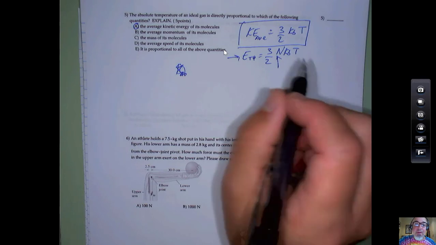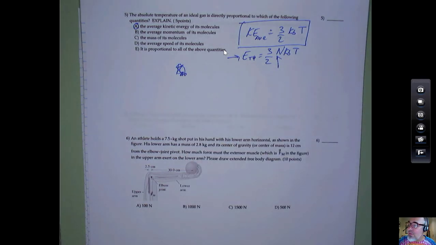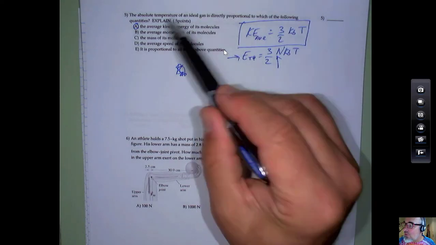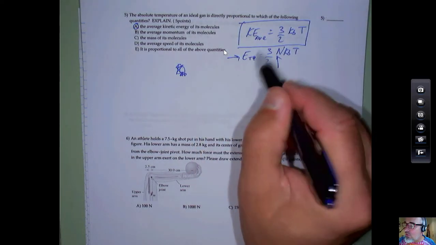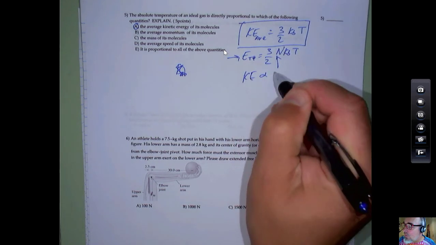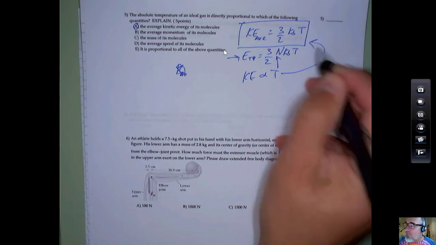Okay? So you'll see something similar to this question, actually, one of these explain ones. As far as explain goes, I could just write this and say, kinetic energy proportional to temperature, just from this.